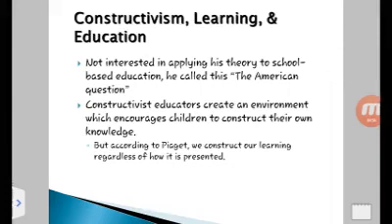So it follows, as I've said, constructivism. He's not interested actually in applying his theory to school-based education, and he called this the American question. It was about American education. So constructivist educators create an environment which encourages children to construct their own knowledge. Again, according to Piaget, we construct our learning regardless of how it is presented.